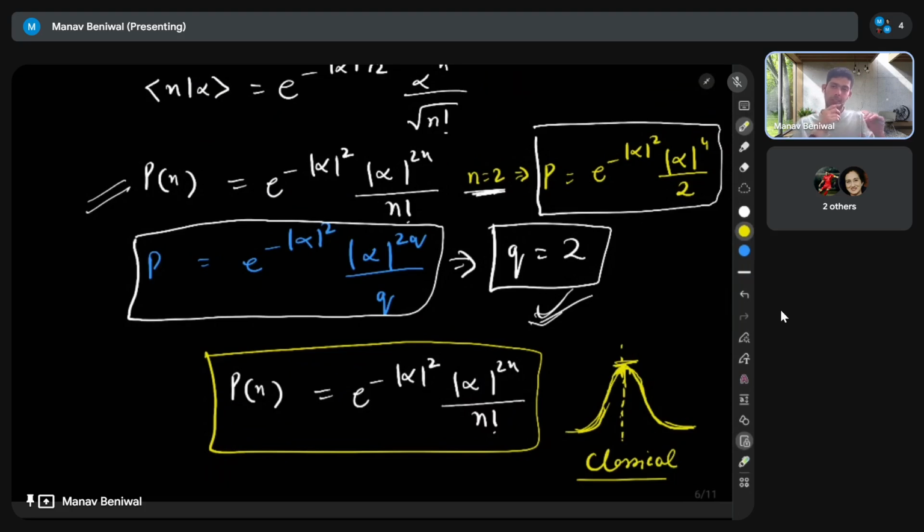So the probability distribution of these coherent states is giving some kind of a classical distribution, which is also kind of expected because they also give us a classical analog in terms of sine omega t and cos omega t variation of the xt and pt values.